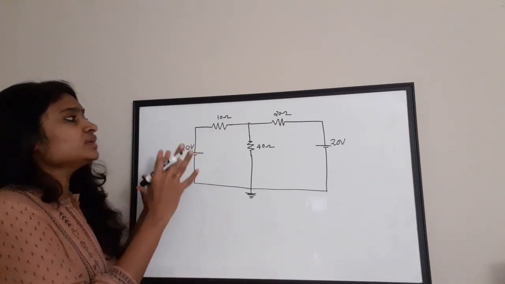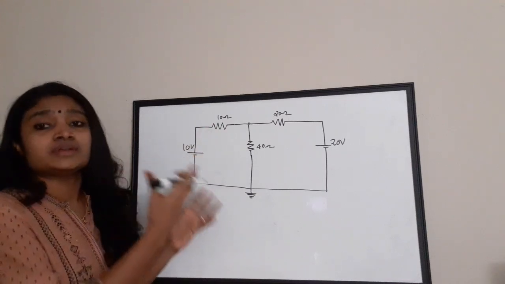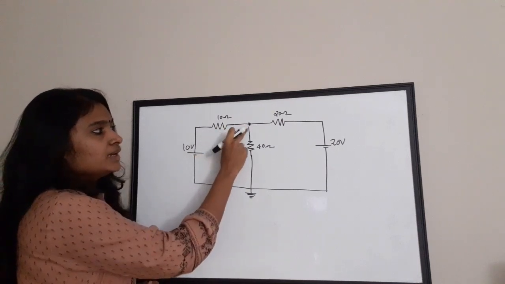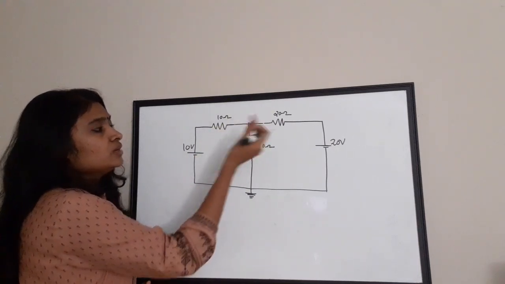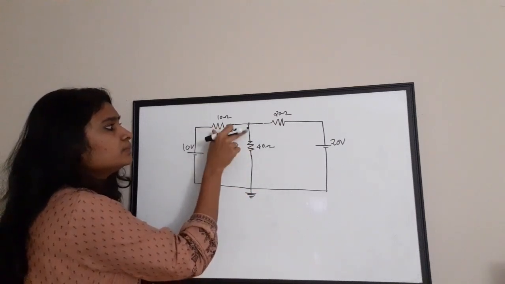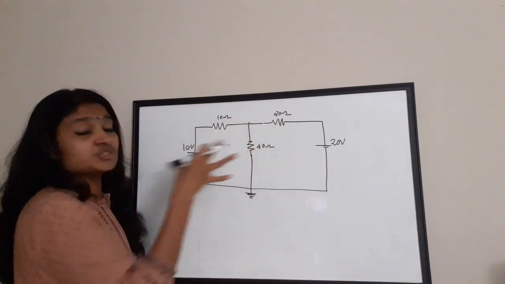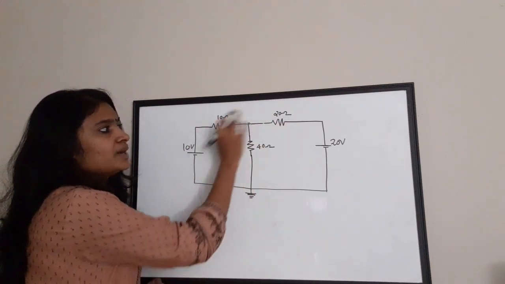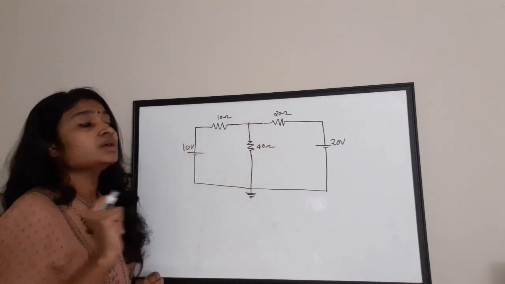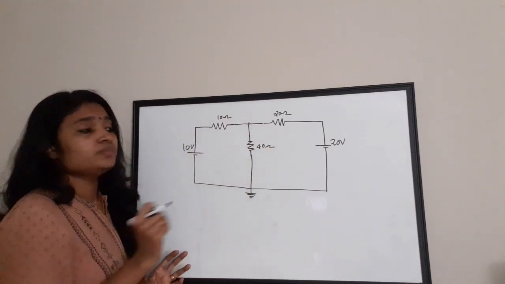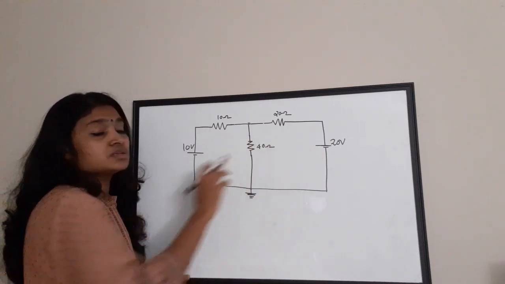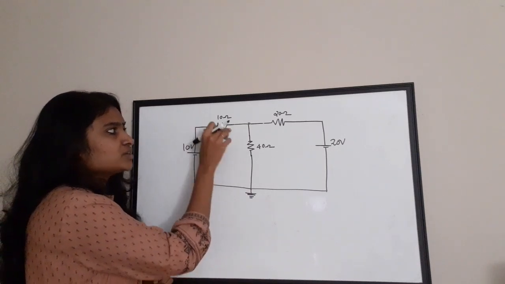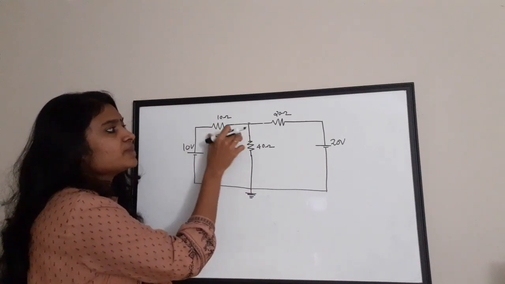So let us see how the nodal equation can be written for this particular circuit. Here I am taking this node and I'm going to write the nodal equation for this node. There are 3 branches connected to this node. Let us see how the current flow is happening in these 3 branches, that is 1, 2 and 3. There are 2 voltage sources here, one is 10 volt and the other is 20 volt. Let us try to figure out the current direction through this 10 ohm branch.